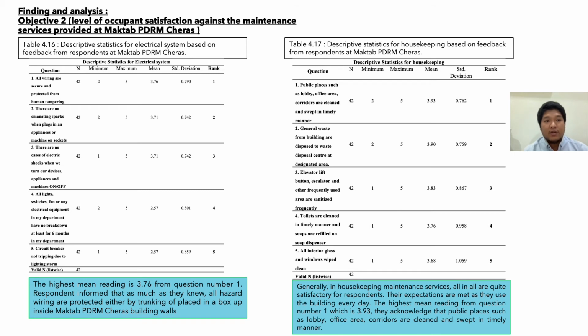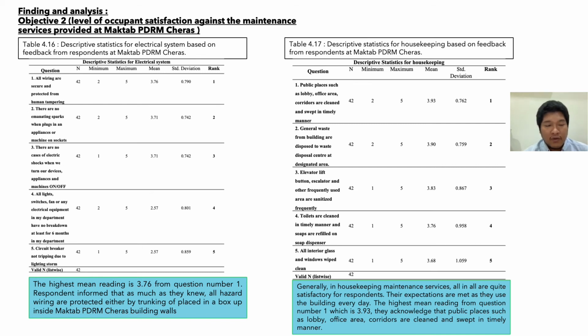There are 3 questions that they are quite satisfied. The mean reading are more than 3.0, but there are 2 questions that are below 3.0, which means they are not quite satisfied with that, which is question number 4. All light switches, fan or any electrical equipment in my department have no breakdown at least for 6 months in my department. So they are quite disagree with that, because there are problems almost once a week.